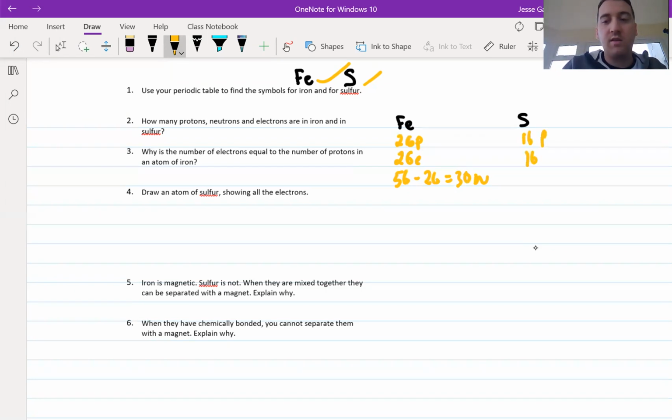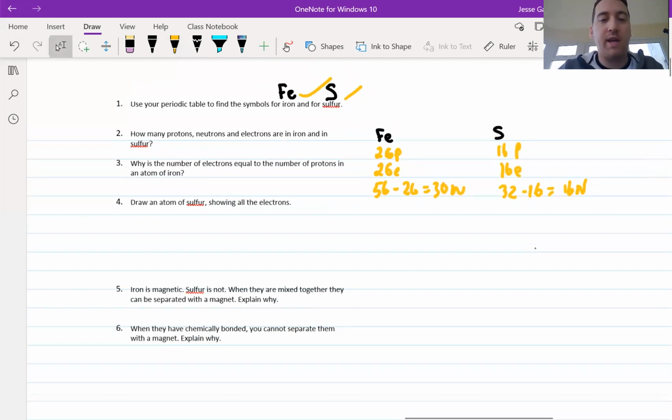If it has 16 protons, it has to have 16 electrons, and then it's got 32 minus 16 equals 16 neutrons. If you're really not sure how to do that at this stage, you're going to need to go back and watch the video where we did atomic calculations.